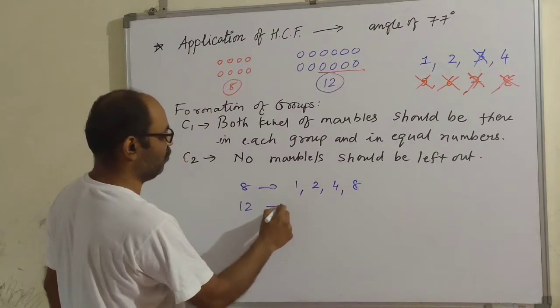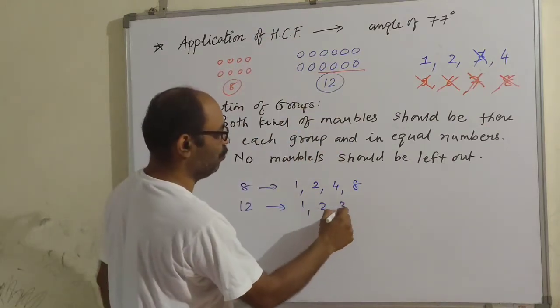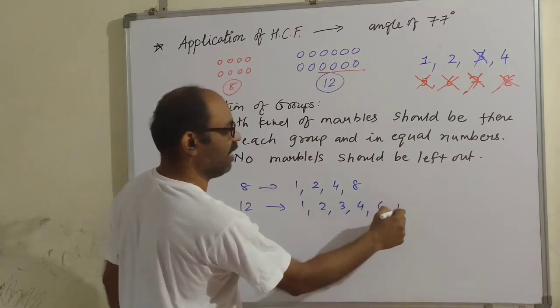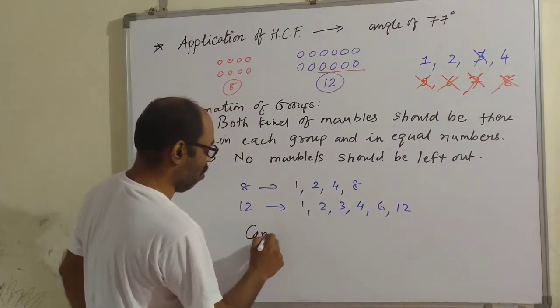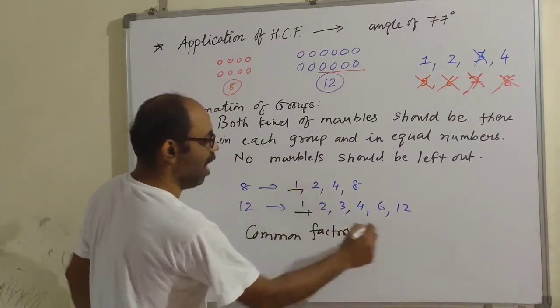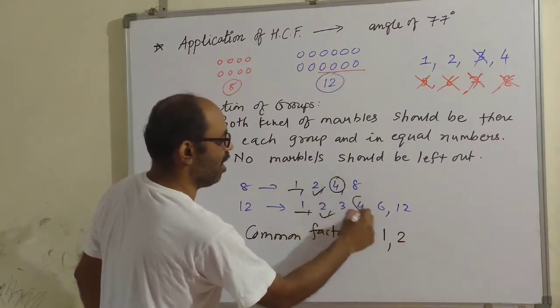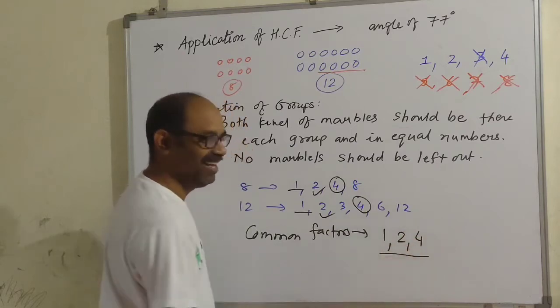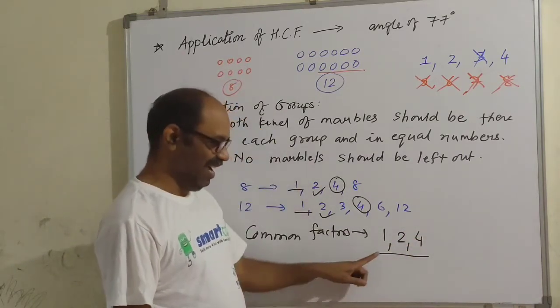Then the next number is 12. Write all factors of 12: 1, 2, 3, 4, 6, and 12. Find out the common factors. Common factors: 1, 2, and 4. Are you getting something? Right.